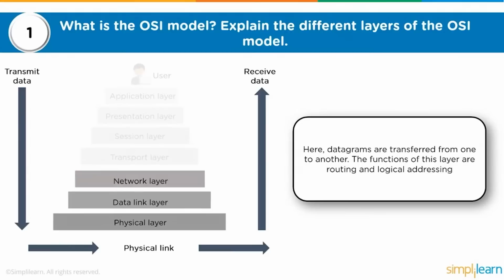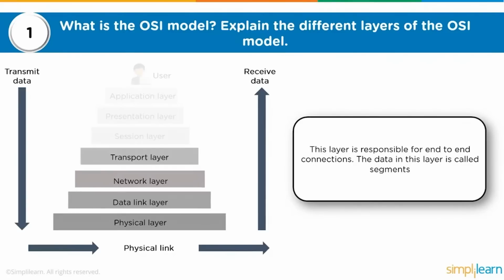The next layer is the network layer. Here datagrams are transferred from one to another. The functions of this layer are routing and logical addressing. The moment we talk about routing and logical addressing, IP addresses come into the picture: IP version 4, IP version 6. So the network layer will deal with IP addressing and the routing of those packets.